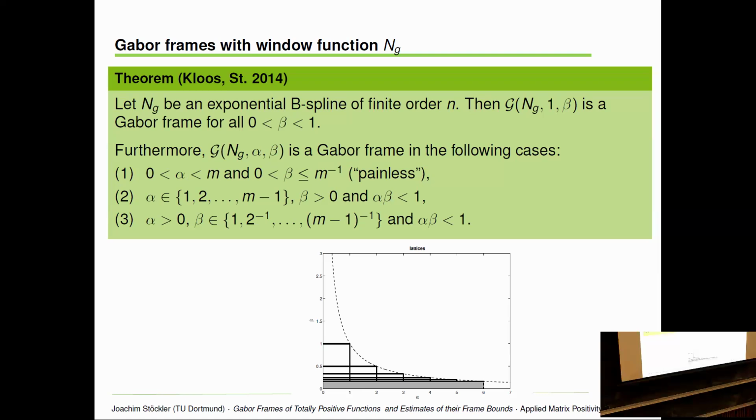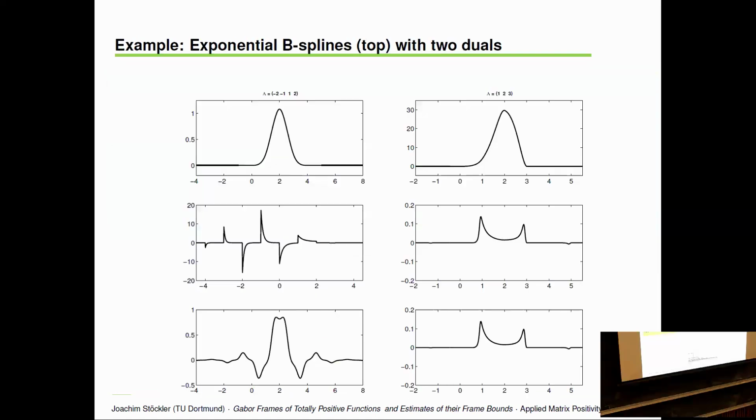Okay. I included the painless case here. Examples. I wrote lambda here instead of the A news. Well, but it's the same. So these are -2, -1, 1, 2. This is the corresponding exponential B-spline. And these are two dual windows that you can construct with this method. I suppose that I made a mistake in my include graphics command because these really look the same, but they shouldn't be.